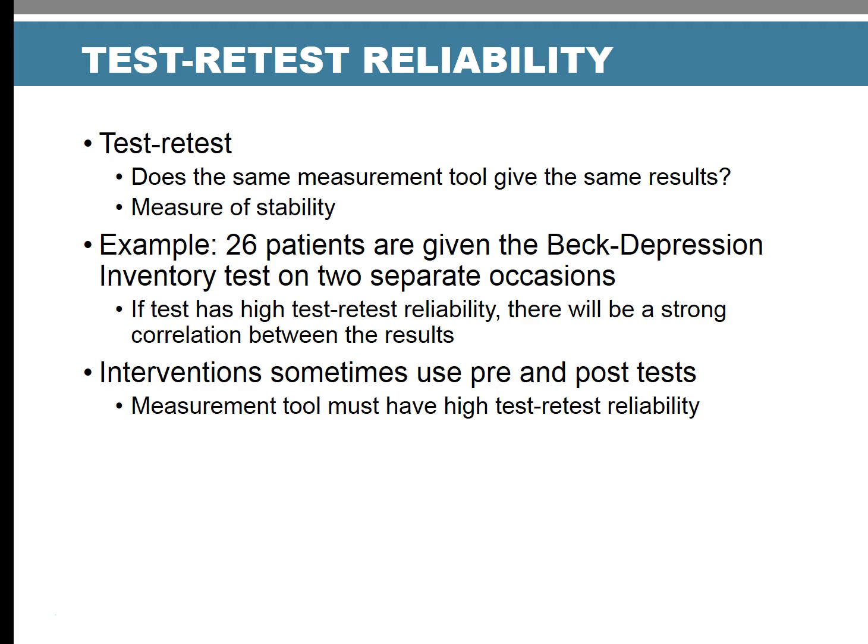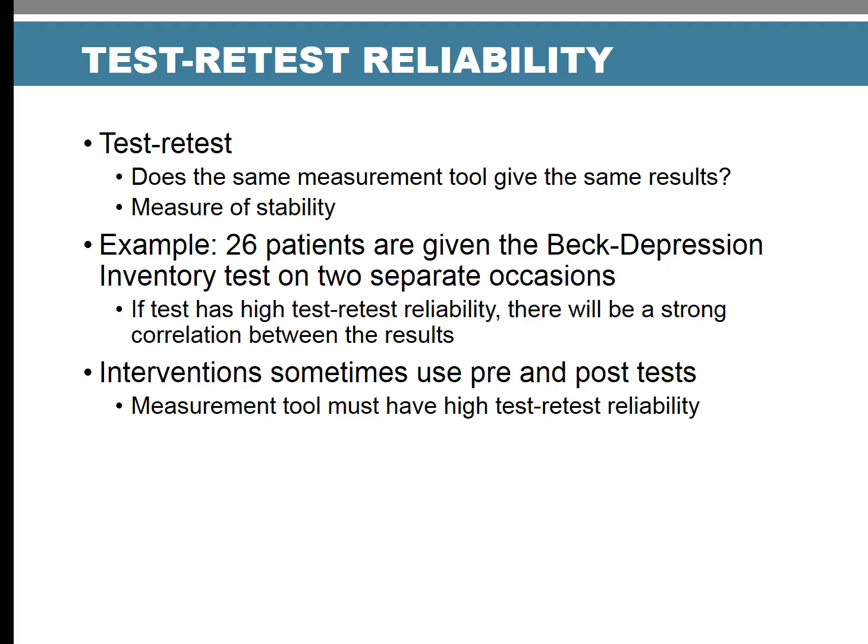So with test-retest reliability, we're looking at whether or not the measurement tool gives the same results, or at least consistent results. It should be stable over time. As an example, we have 26 patients that are given the Beck Depression Inventory Test on 2 separate occasions. If our test has high test-retest reliability, there'll be a strong correlation between the results, unless there's been some intervention or change that has taken place in the interim.